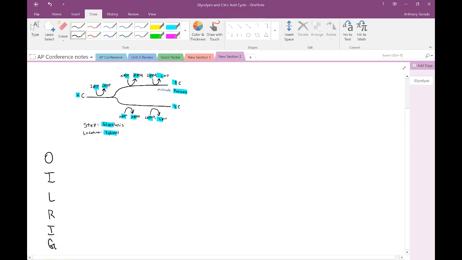So this is kind of a continuation from yesterday, but I'm going to preface this with a couple things before we go into what we're doing, before I do the drawings for today. So OIL RIG. What is it going to stand for? It's going to stand for: oxidation is losing, and reduction is gaining. This is just in general, you're going to need to know this.